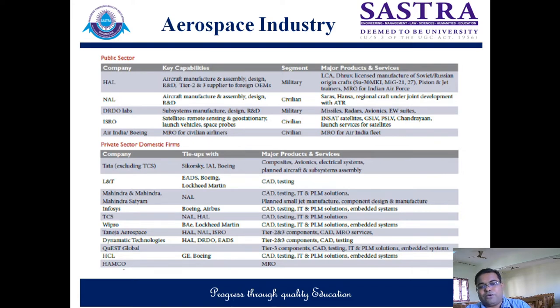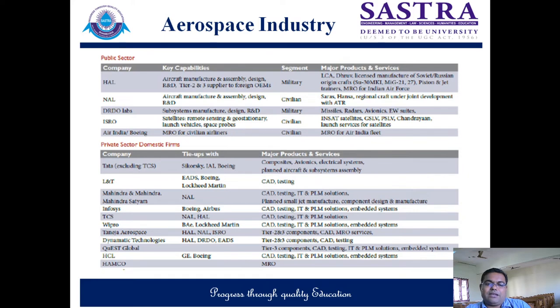So their major products, if you look, they are working on composites, avionics, electronic systems, planned aircraft and subsystems assembly. L&T had a tie-up with EADS, the European Aerospace Defense System, Boeing, and Lockheed Martin. L&T is doing only simulation work, CAD testing, computer-aided designing and testing.